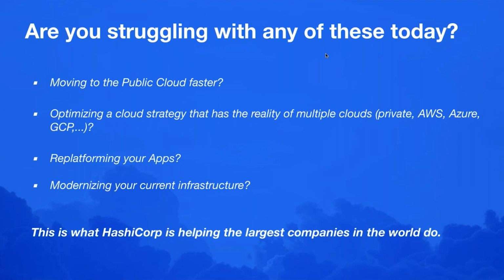Also, I think most observers will agree that the reality today is multiple cloud providers. Even if it's just private cloud with another public cloud provider, or more likely a mixture of private and AWS and Azure and GCP. Each provides distinctive value, but also each has its own tools and ways of working. So how can you adopt without massively increasing your operational overhead? Similarly, re-platforming your applications or modernizing your infrastructure can be huge exercises and often become overly and unnecessarily complicated. And these are really some of the key challenges that HashiCorp is seeking to solve for you.